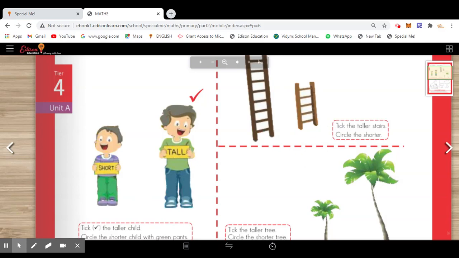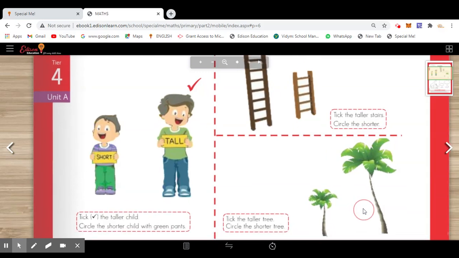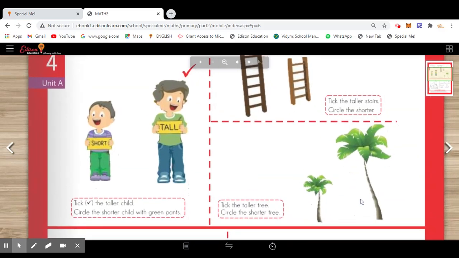Now tell me which letter is shorter. Yes, this letter is shorter and this is taller one. And now look at these trees. Which tree is taller? This tree. This tree is taller and this is shorter.